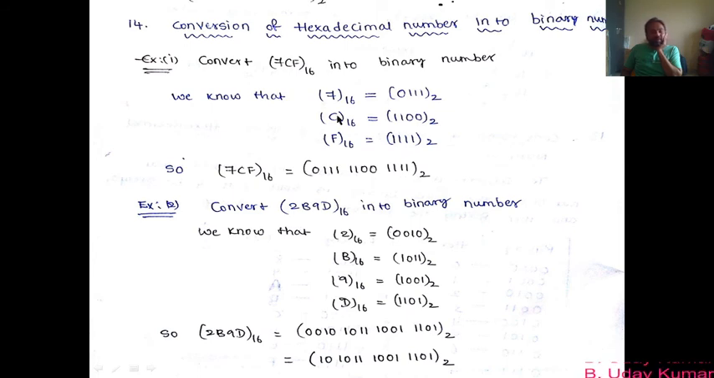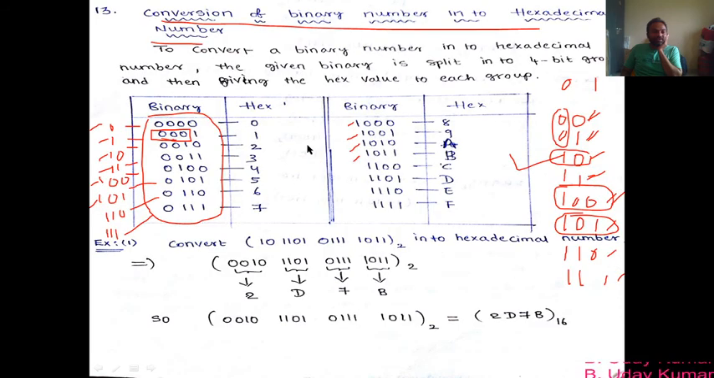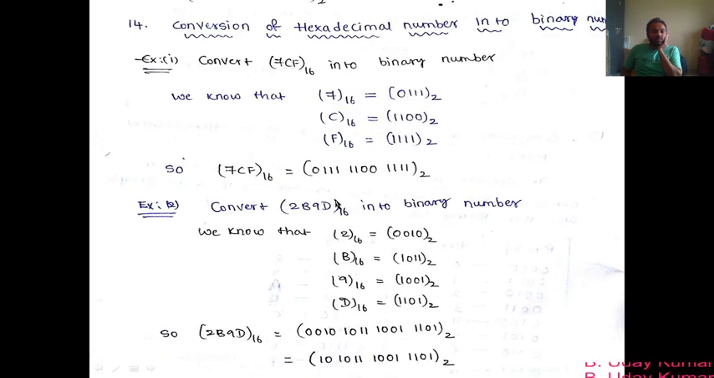in terms of binary as, you just check this one. 7 is equivalent to 0111, and C is equivalent to 1100, and F is equivalent to 1111. So you have to just compare and write the value. 7 is equivalent to 0111, C is equivalent to 1100, and F is equivalent to 1111. So these are the conversions of 7, C and F separately into binary numbers.